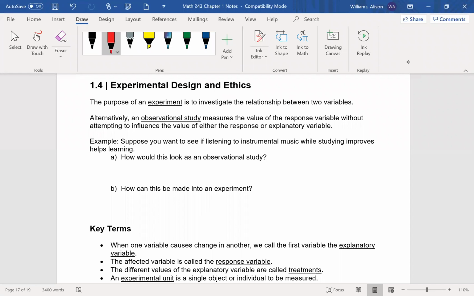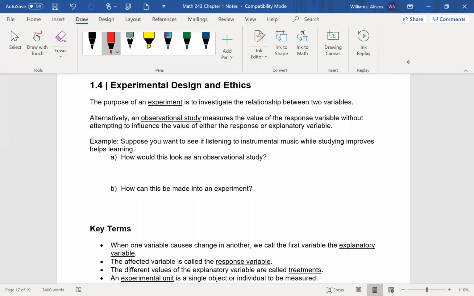So when one variable causes change in another, we call the first variable the explanatory variable. The affected variable is called the response variable. So we have this idea that there's a variable that occurs that causes some sort of response. So the explanatory variable is causing a response variable.